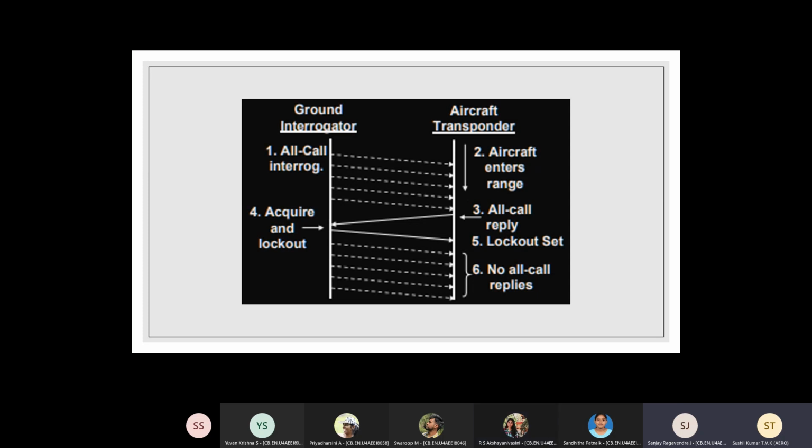But what Sanjay is trying to say is, Mode S has two interrogations. One is all call. Okay, it's just like a broadcast. The ground-based radar tries to find out in its coverage area what all aircrafts are flying. So it's an all call. It's just a broadcast.